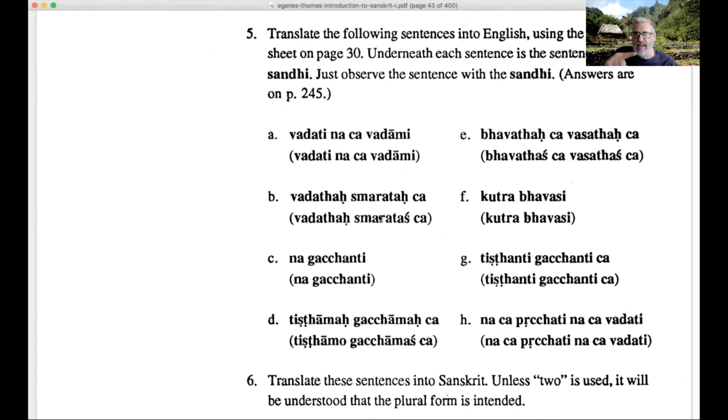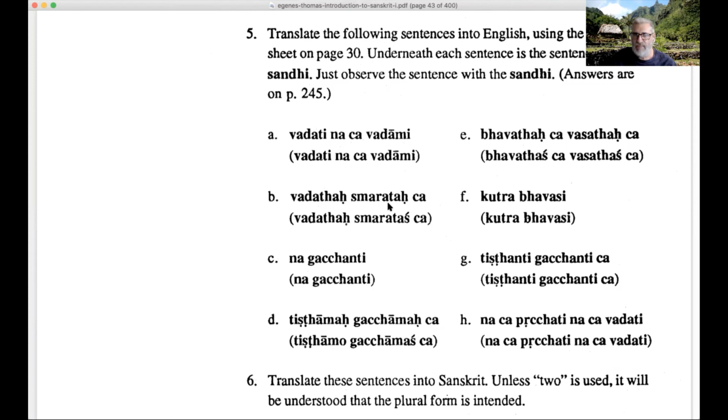So vadati, vadataha, with a t, right? Vadanti. Vadasi, vadathaha is dual, right? Is dual. So parsing this, it's the verb to speak, right? And this one is second person dual. This one is third person dual.